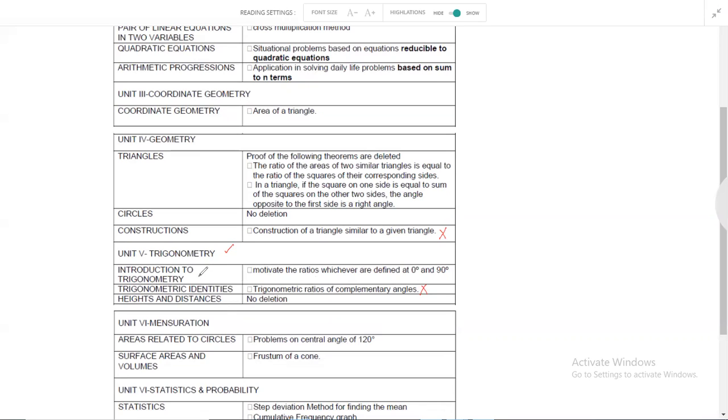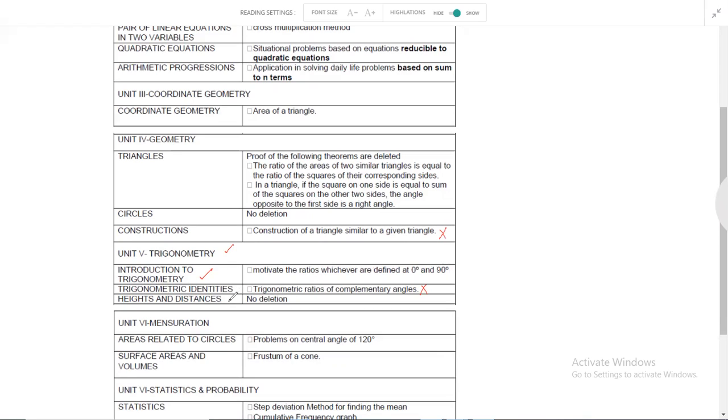So from the chapter Introduction to Trigonometry, the subtopics are trigonometric ratios of angles 0 degree, 30 degree, 45 degree, 60 degree and 90 degree, where you do not need to learn how the 0 degree and 90 degree come in a triangle. The proof of that you do not need to learn. And trigonometric identities also will be coming for the examination. These are the two things coming from this particular chapter.